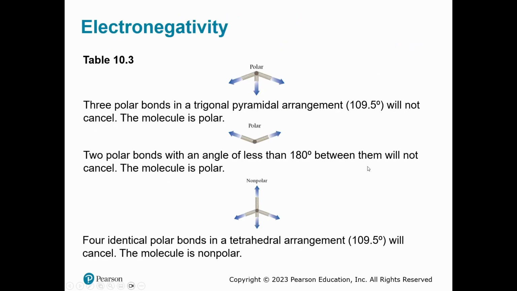Now here we can see a couple more examples of polar geometries and nonpolar geometries. Tetrahedral, if you have equivalent groups, will give you nonpolar geometry. However, no matter what you have, unless you just have nonpolar bonds, bent and trigonal pyramidal will give you polar molecules.